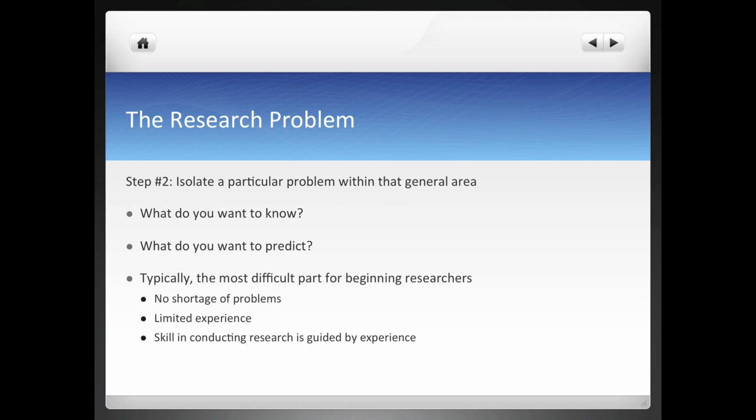So, step number 2, isolate a particular problem within the general area that you have chosen that could be a potential. And that's what you've got to keep in mind here. You've got to keep in mind that at this stage of the game, it's all about potential for research. You don't dig in your heels and say, okay, this is the area that I'm going to do my research in. Because you may find out that you need a little bit more flexibility. So again, it's all about potential topics for research. So guys, you get a potential general area. What do you want to know? What would you like to predict?